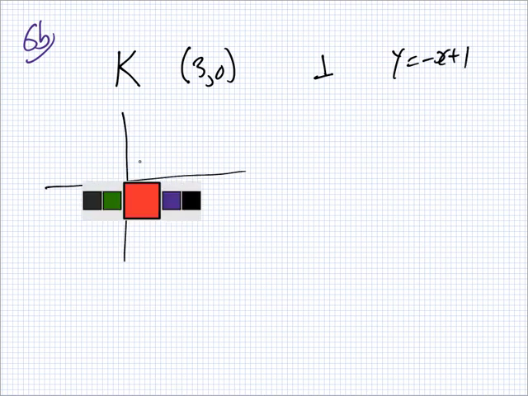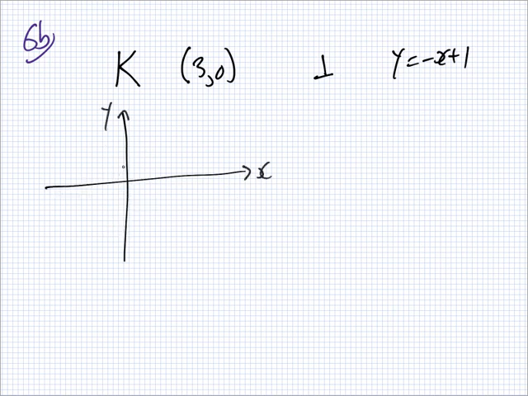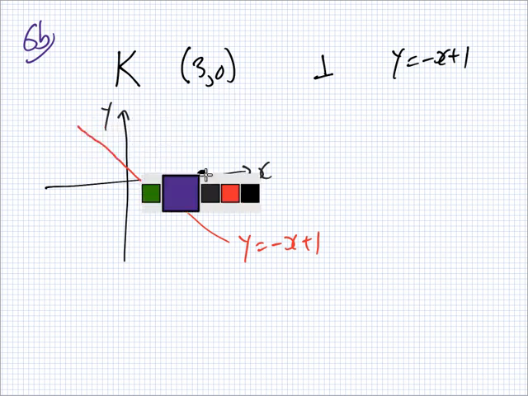What's going on in 6B? The line K intersects the x-axis at 3, so that means the point (3, 0) is on it, and is perpendicular to y equals minus x plus 1. Alright, so let's quickly draw that. X, y. There's the line y equals minus x plus 1. (3, 0) is here, and my K that I want is perpendicular to this line, so this is what I'm looking for.